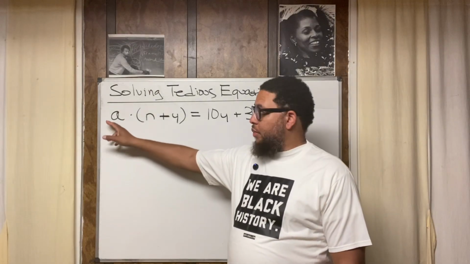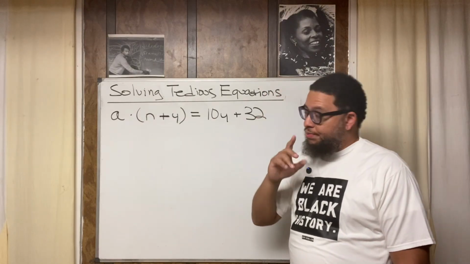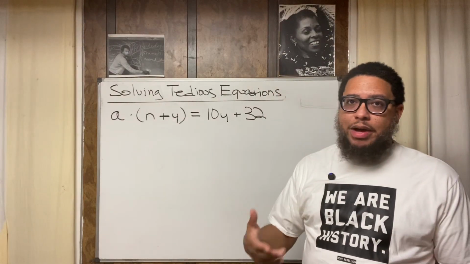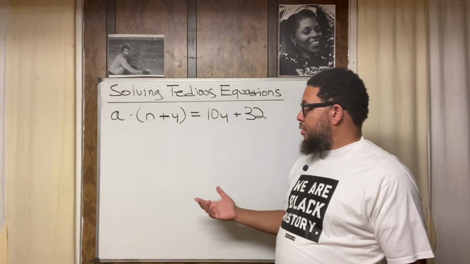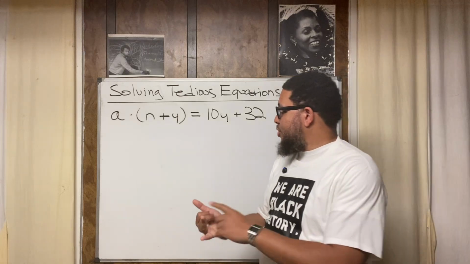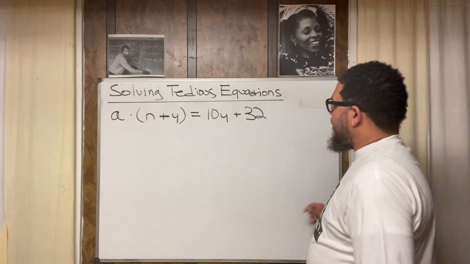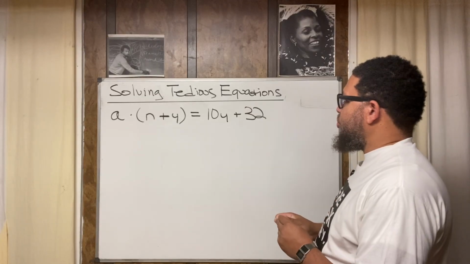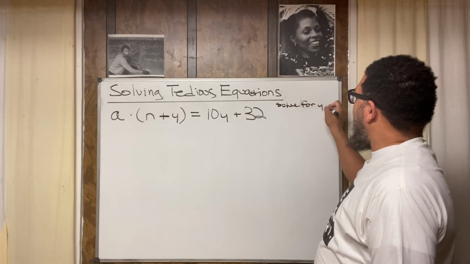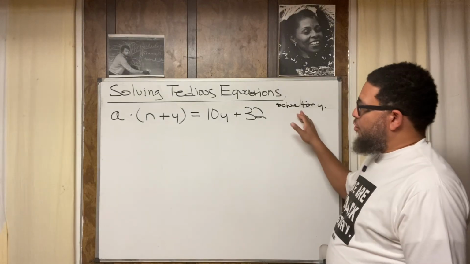So, we read from left to right. We've got A times the quantity of n plus y is equal to 10y plus 32. You know what I just realized? I made a mistake. I did not provide the instructions. How are you supposed to know what to do with this? Are you supposed to solve for A? Solve for N? Solve for Y? I forgot to write the instructions. The instructions are to solve for Y. Those are the instructions. Solve for Y. All right, so we're going to solve for Y.